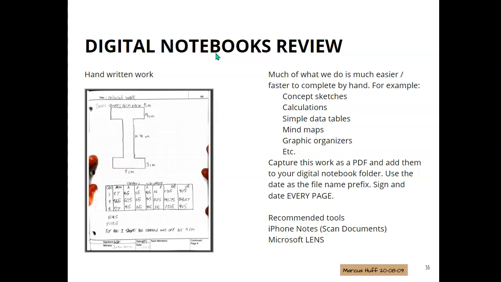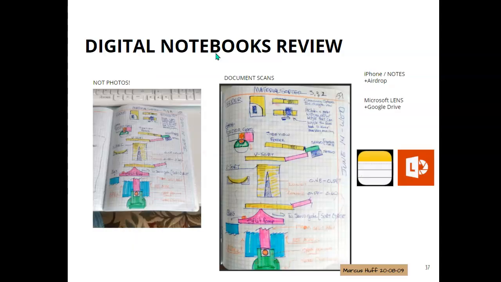Let's talk about what I'm expecting for handwritten work. Handwritten work needs to be scanned, not photographed. No photos. Like this on the left, I don't want it to look like this. It needs to be a document scan. What this does for you is you can take a picture of it and it crops it down to only the page and it aligns it, and a lot of times it will increase contrast and make it easier to read.